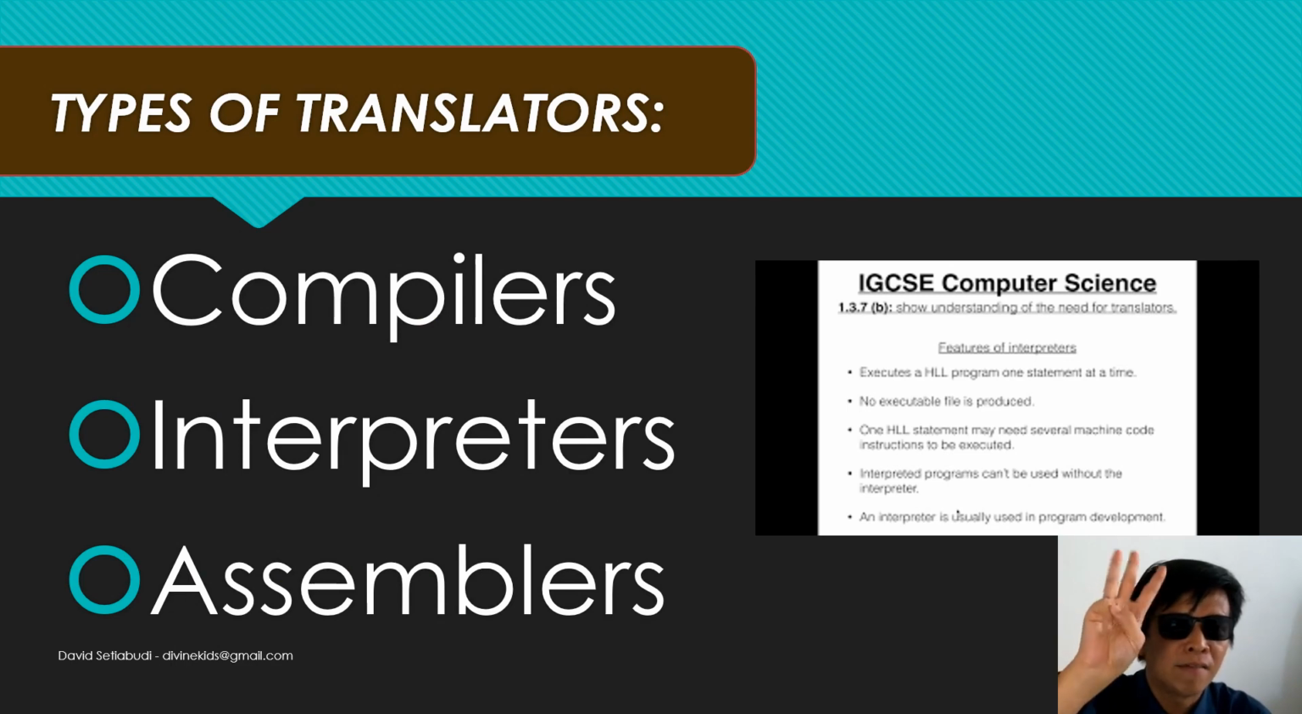So, there are 3 types of translators. The first translators is compilers, interpreters, and assemblers. So compiler, interpreter, and assembler. Okay?